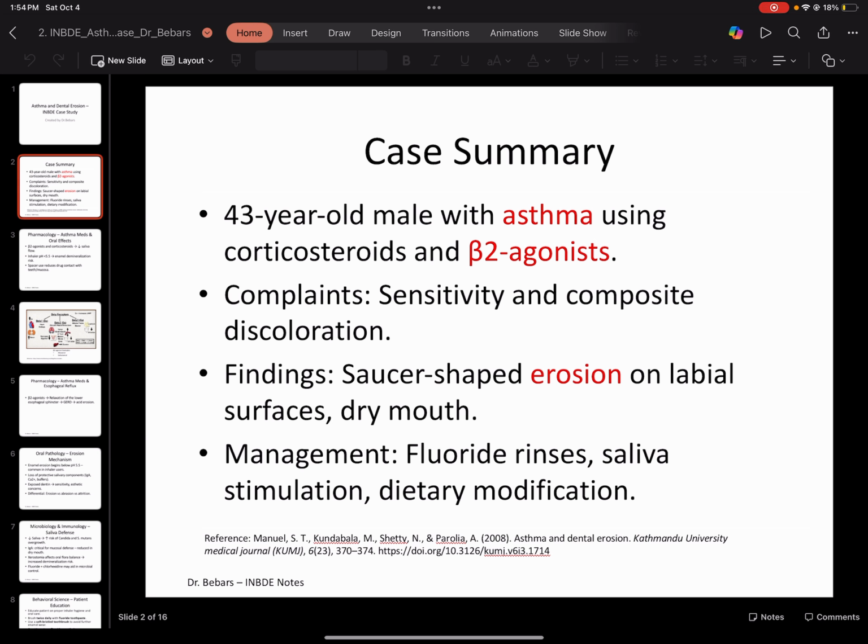Our 43 years old male with asthma is using corticosteroids and beta 2 agonists, and his chief complaint was sensitivity and composite discoloration. On clinical exam, we found saucer-shaped erosion on labial surface of the teeth and dry mouth. The management of this condition, based on the paper, was fluoride rinse, saliva stimulation, and diet modification.